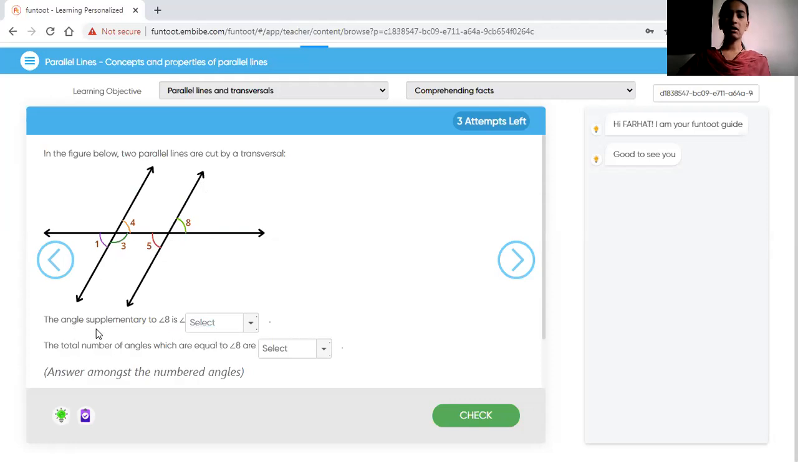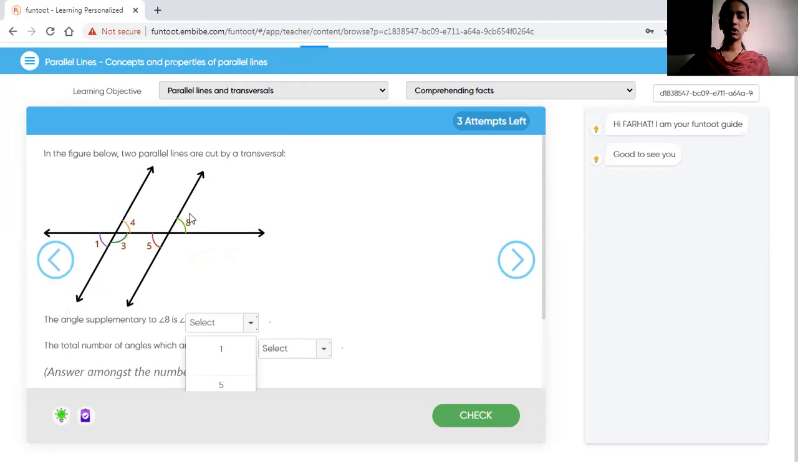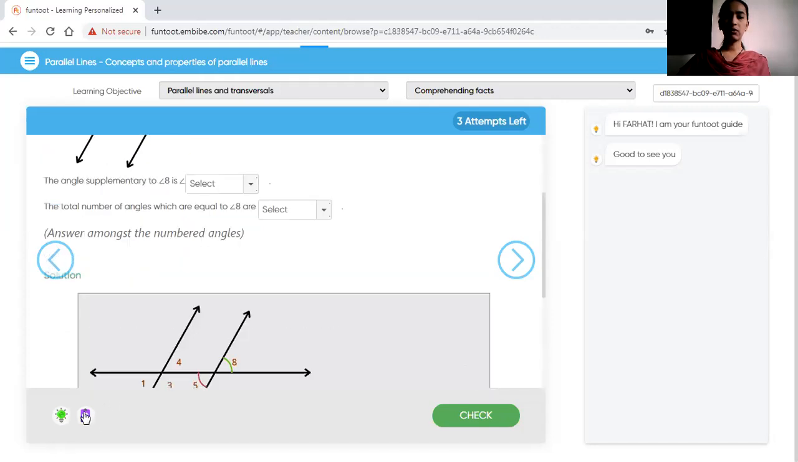The angle supplementary to 8 is dash. 8 with what we have to select. Okay, from this 1, 5, 4, 3, we have to select which angle will be supplementary to that. Okay, the answer will be for that.